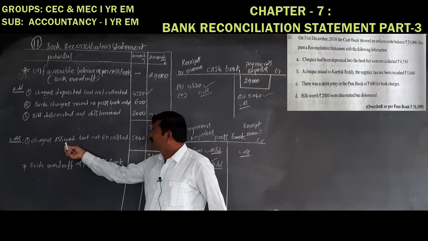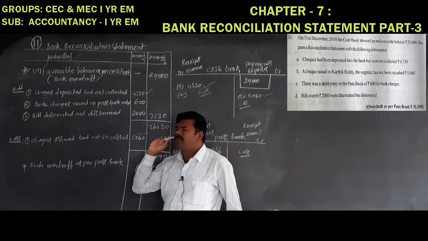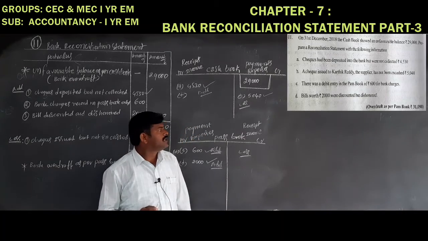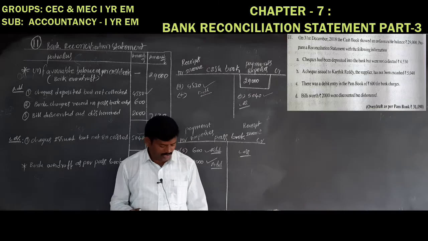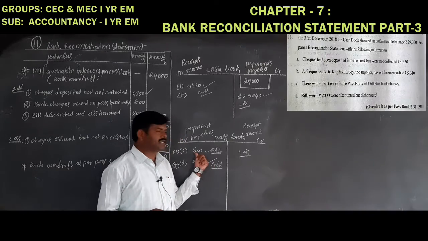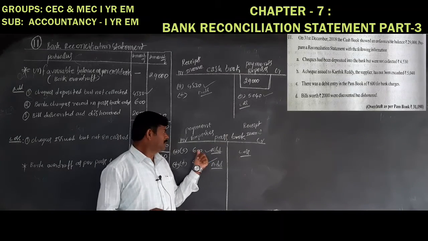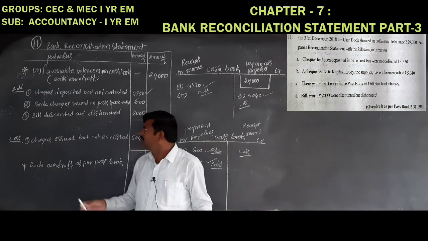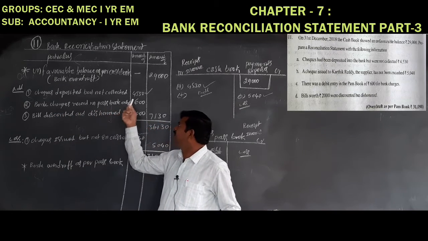Cheques issued but not encashed, 5,040 rupees. Next, come to C. There was a debit entry in the passbook for bank charges. This is C, so it must be added items. Here, bank charges recorded in the passbook are only 600 rupees.